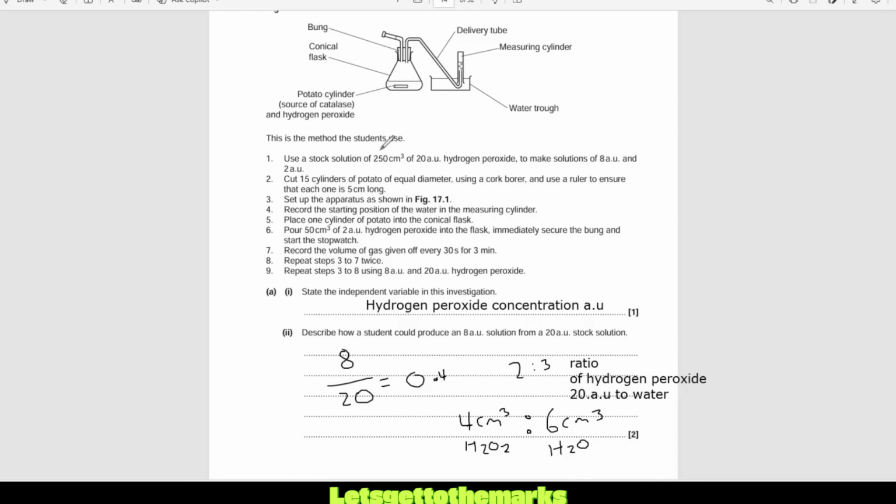Cool. Or if you preferred, you could do it out of 250. So 100 centimeters cubed of the H2O2, hydrogen peroxide, and you could do that with 150 centimeters cubed of water. So there's just another example of how you break it down. You could do 40 centimeters cubed of hydrogen peroxide and 60 centimeters cubed of water if you want to make 100 centimeters cubed of stock solution. They didn't give us a volume, so you can give the examiner examples if you want, or you can just show the calculation and show how you came out. It's a 2 to 3 ratio. Beautiful. Okay, let's quickly mark for that as well.